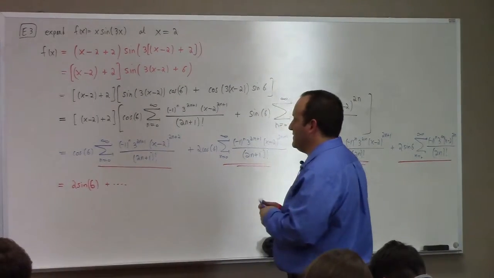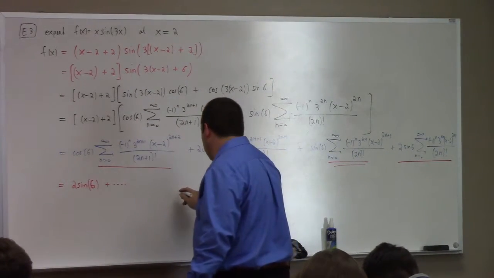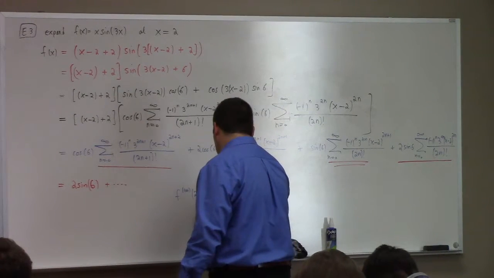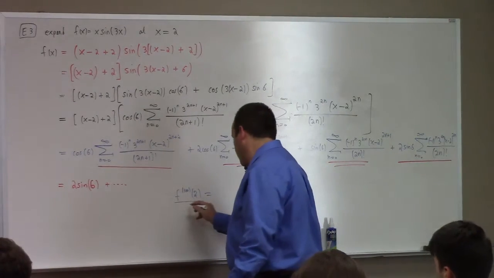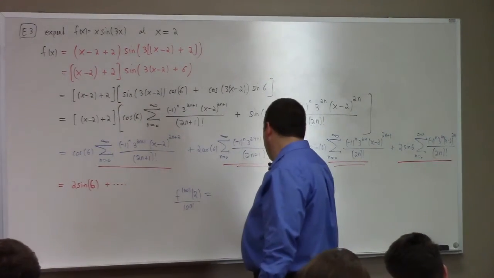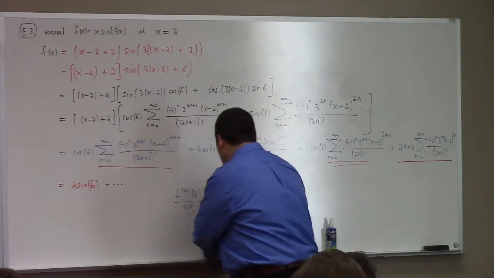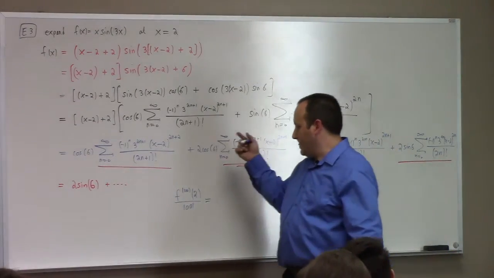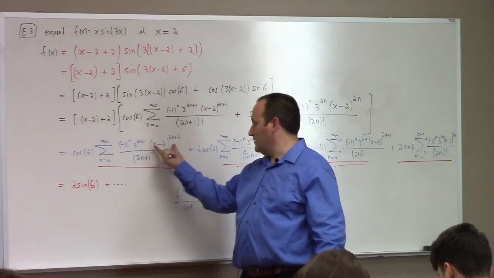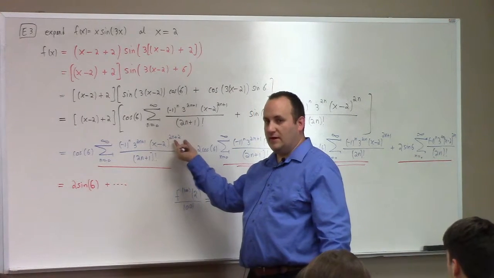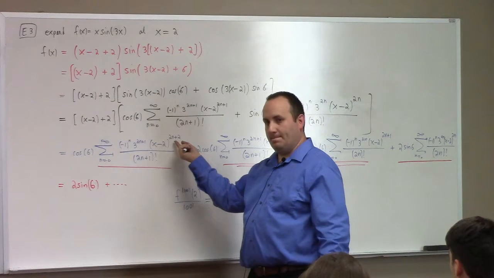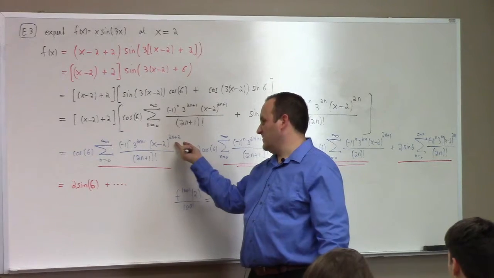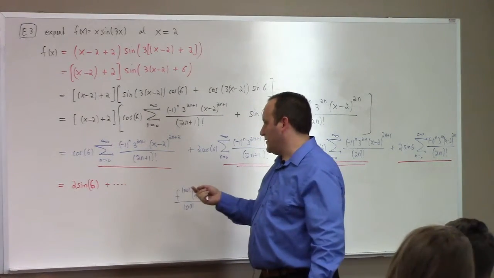At this point we can answer questions with a fair amount of ease, like what's the 100th derivative evaluated at 2 of this function, right? Because that over 100 factorial should be equal to the coefficient next to x minus 2 to the 100. Where's that coming from? Right here? How do you get a 100 power here? You need n equal to what? 49. n equals 49.